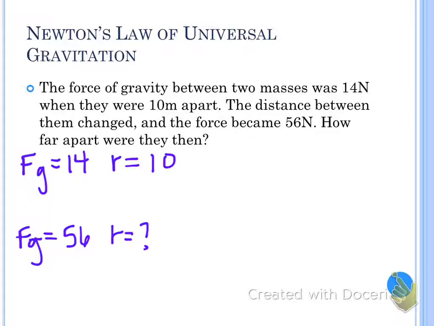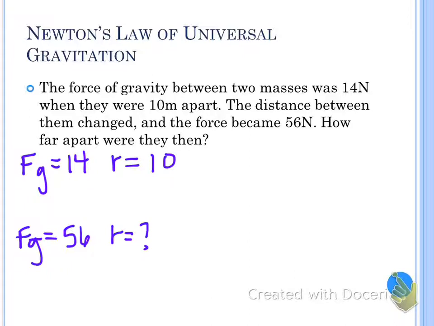Okay, so do we feel like we're missing some information here? Yes. What do we think we're missing? The masses. Okay, so here's what I'm going to tell you. Between these two situations, we have a gravitational force of 14 newtons at 10 meters. And in the second situation, when they move, is the masses of those two going to change? Are the masses going to change?